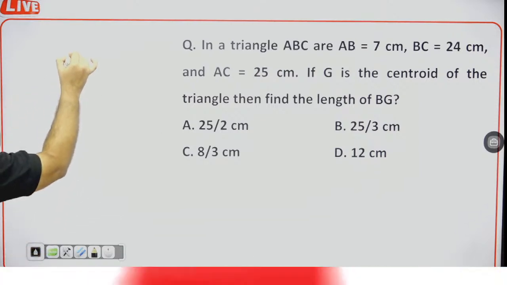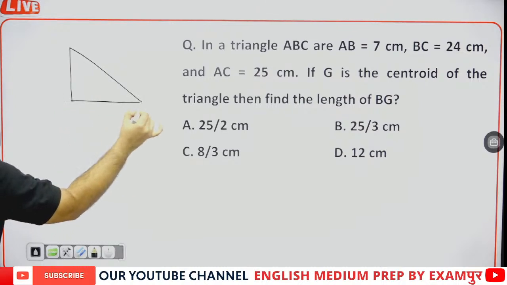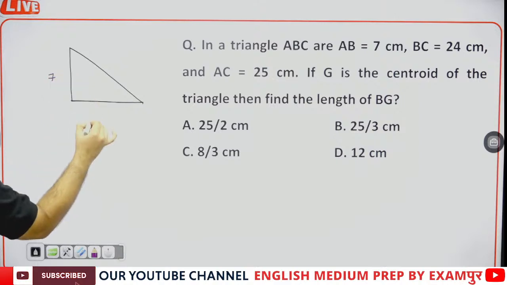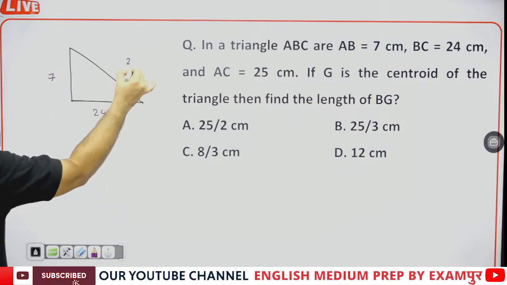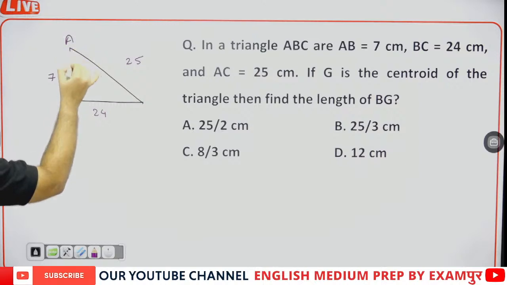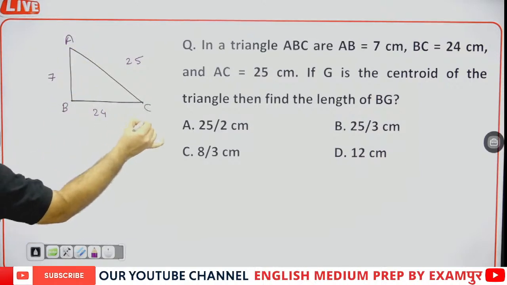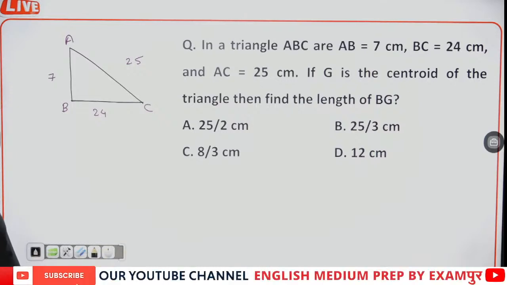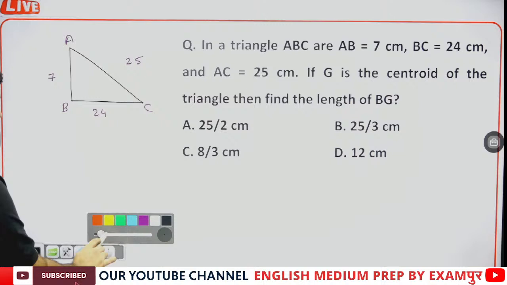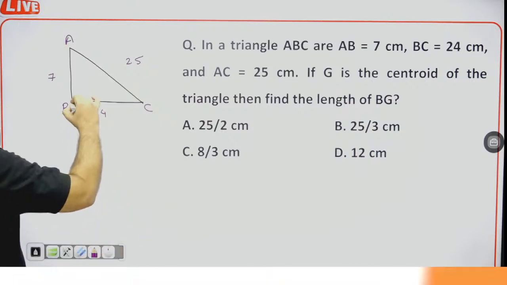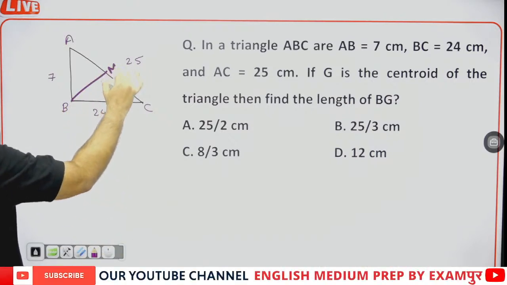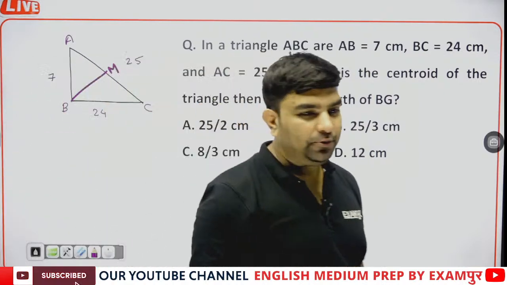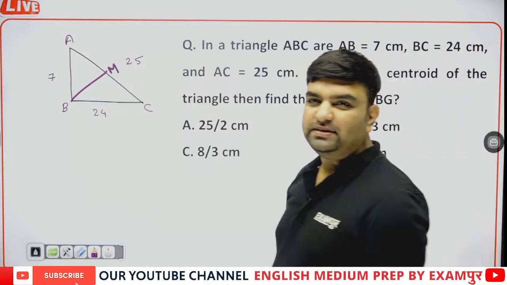The 7, 24, 25 triangle is a right angle triangle. Okay. G is the centroid. Centroid lies on the median. Let's suppose BM is the median. So BM is the median.